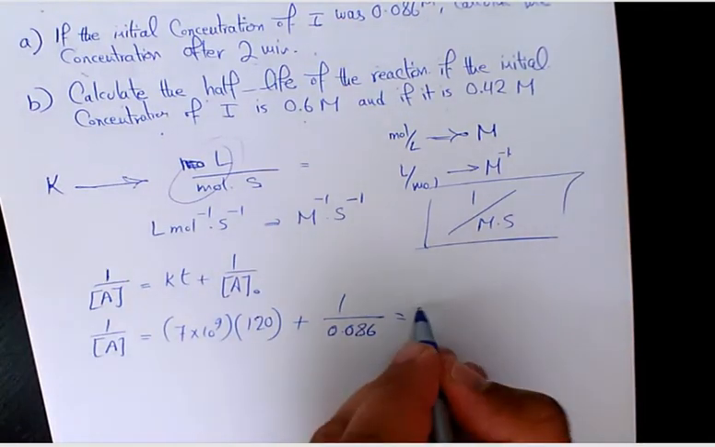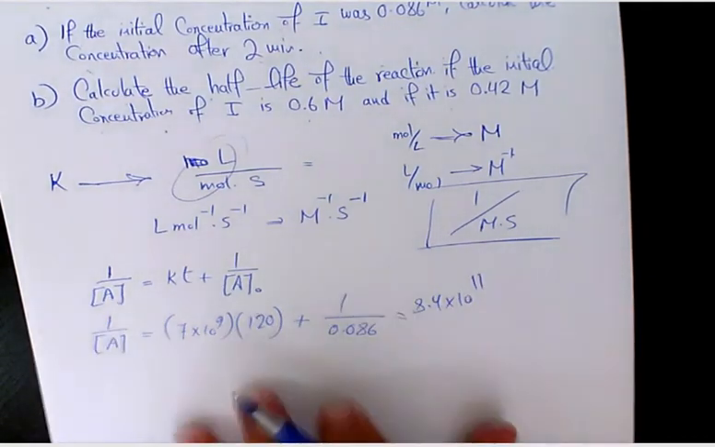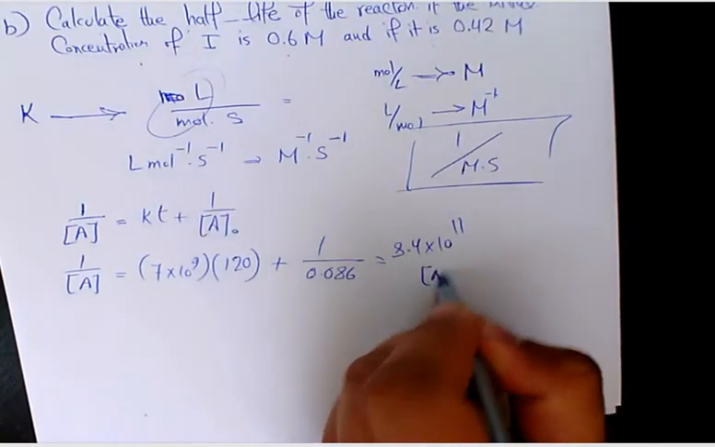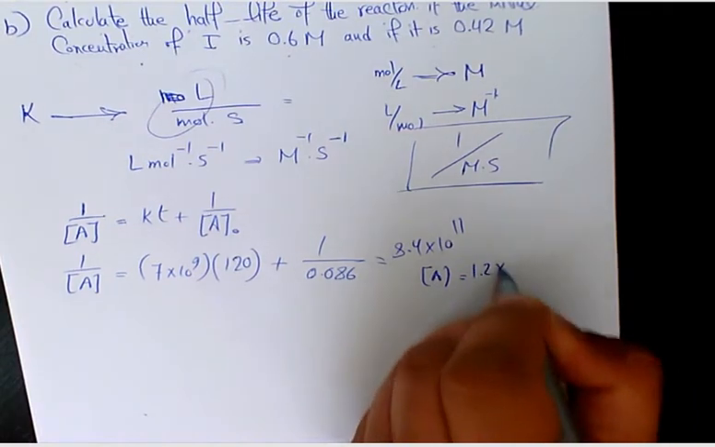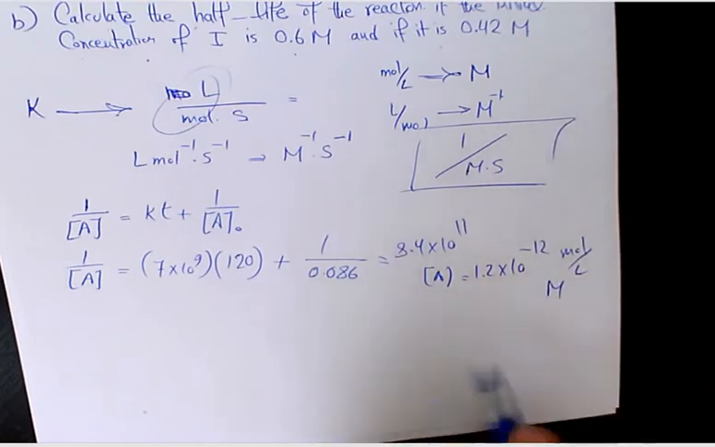That's going to be 8.4 times 10 to the power of 11. And you need to inverse it. So A will be 1.2 times 10 to the power of -12 mole per liter, or molar.